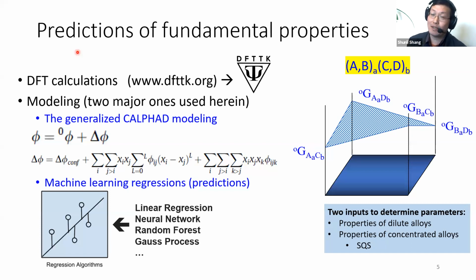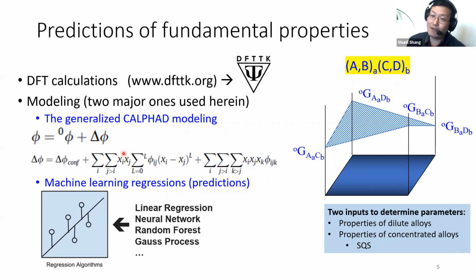Now, when we predict the fundamental properties, here we majorly use 2 methods. One is the DFT calculations. For the DFT calculations, we will develop and use our new tools, which we call the DFT toolkit. And also we can do the modeling. There are 2 kinds of modeling: one is the CALPHAD kind of modeling, the other is the machine learning kind of modeling.